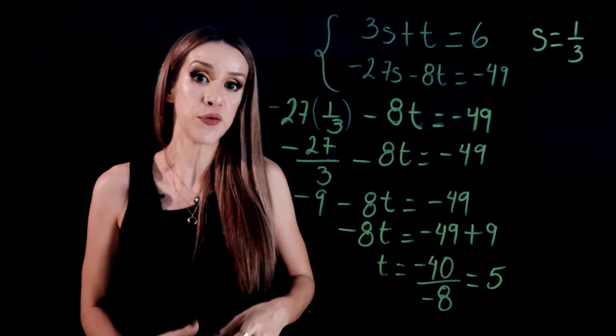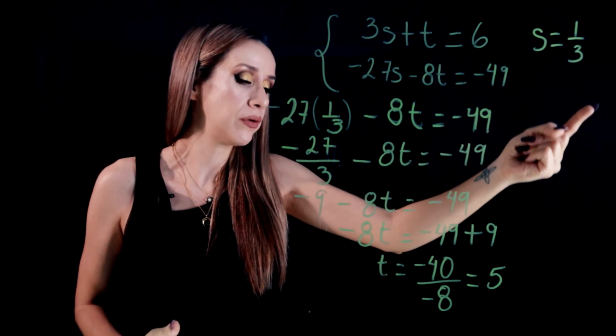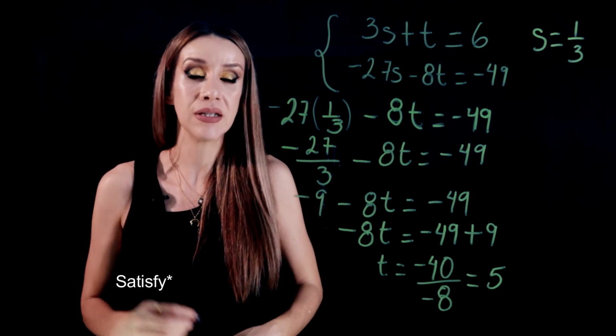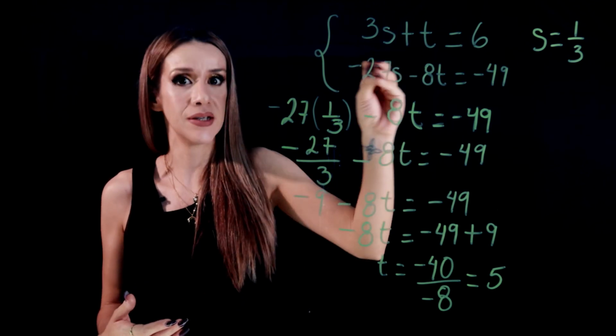And that's the answer for this system. In this case, s equals 1/3 and t equals 5 are the values that satisfy the set of conditions stated by the equations that form this system.